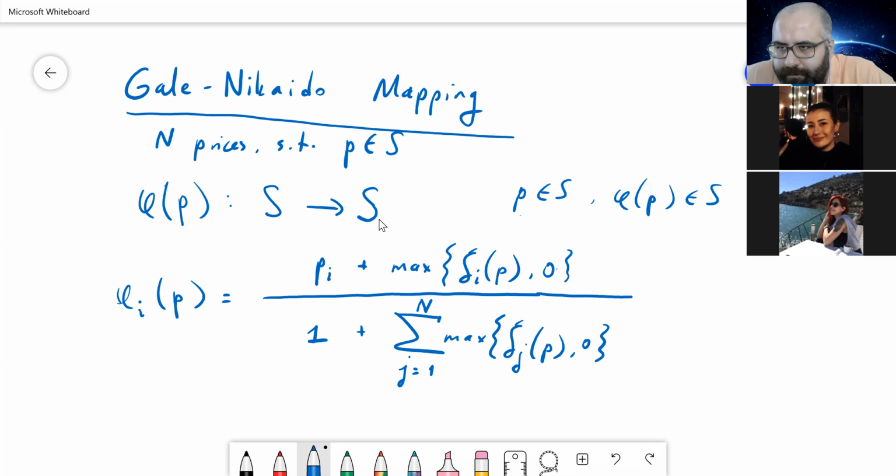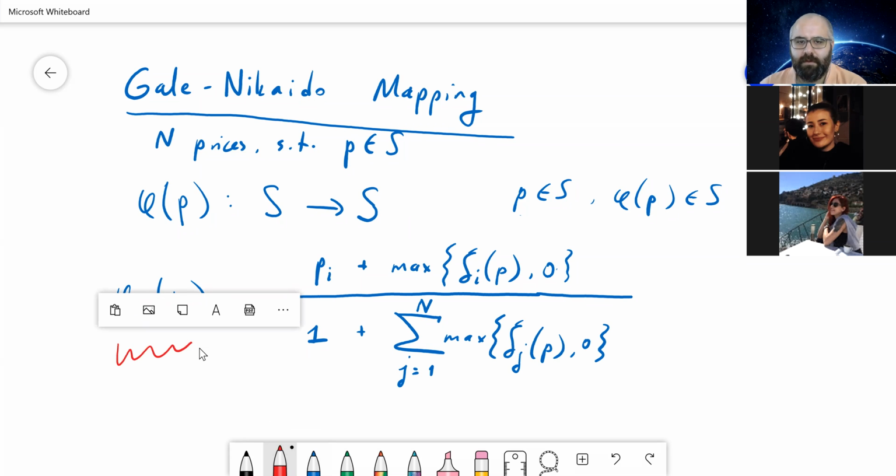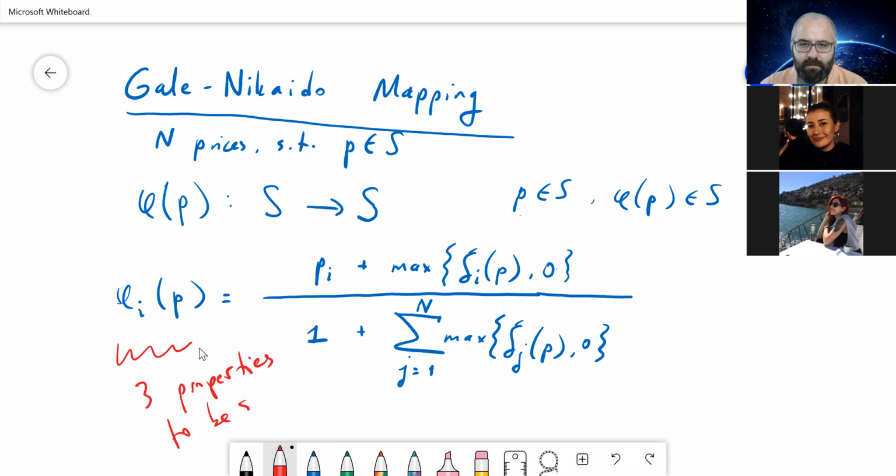So what's going on? Well, there are three properties that this function should satisfy. Three properties to be satisfied. Now I will explain each one.